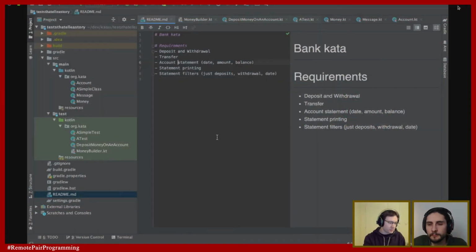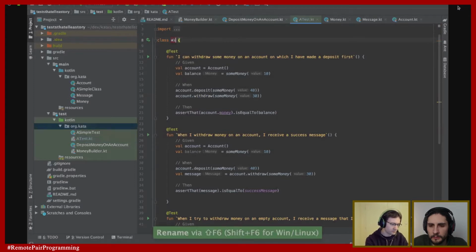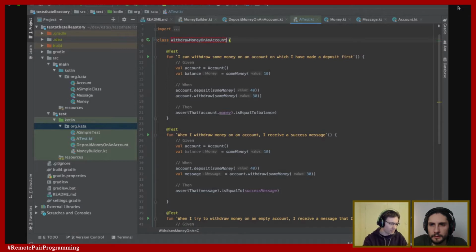Yeah, sounds great. So let's start with the transfer. Maybe we should write a new test class, and let's just leave the deposit and withdrawal tests the way they are, because I don't think it's very interesting. Yeah, for sure. So I would just rename that one because it's annoying. And then I would go on with withdraw money on an account. Yeah.